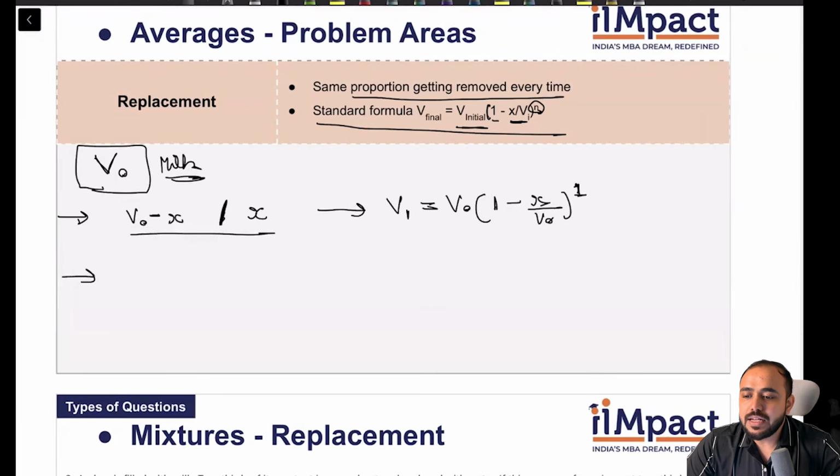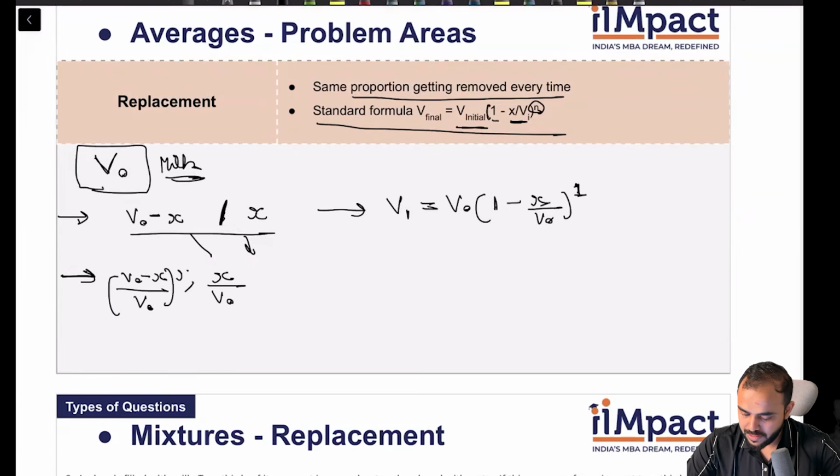What is going to be the milk now? Now, the X amount that is getting removed, it is going to get removed from both of these, milk and water, in proportionate quantities. What is the proportion of milk for step 2? V naught minus X divided by V naught minus X plus X. The volume of milk divided by total volume. This is the proportion of milk, and this, X by V naught, is going to be the proportion of water. So how much milk will get removed in this step? This proportion into X. This much milk has been removed in the second step.